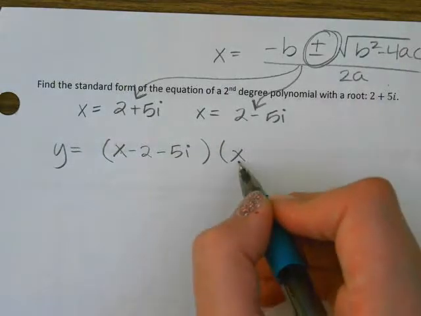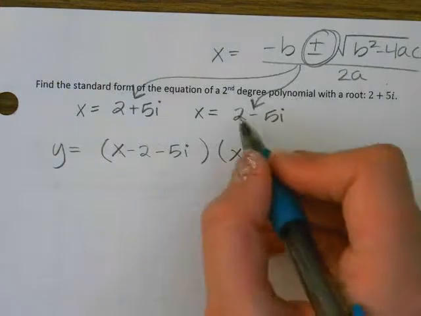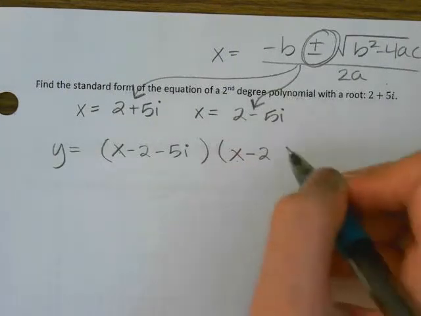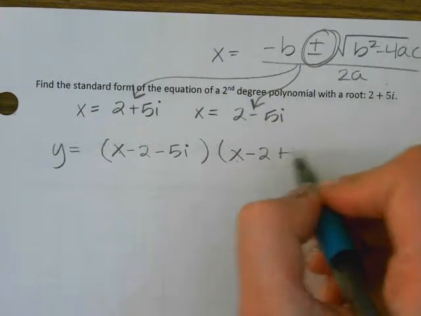And then we start with an x. The opposite of positive 2 is negative 2. The opposite of negative 5i is positive 5i.